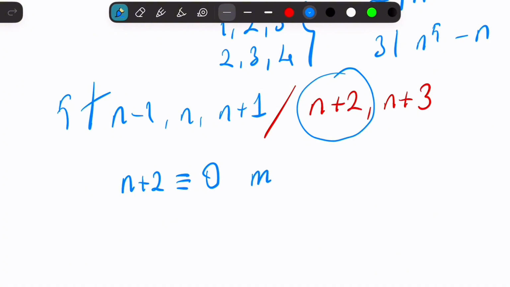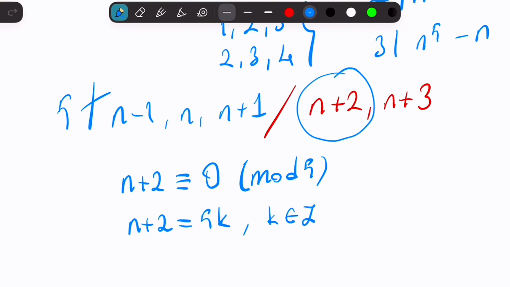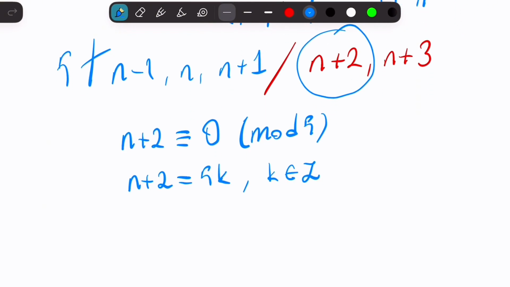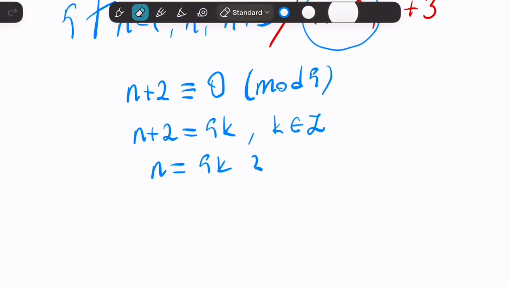According to mod 5, the remainder must be 0. So I would say that n plus 2 is a multiple of 5, where k is an integer. If we arrange a little more, I can say that n is 5k minus 2. This must be minus. Now what can I do next? If I continue a little more, what will come when I square this expression?